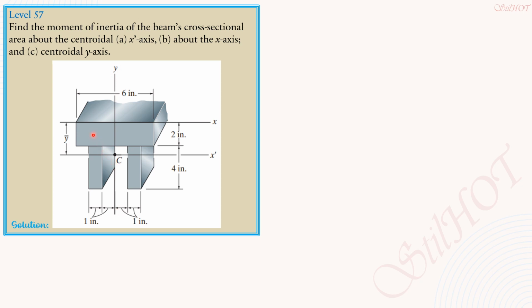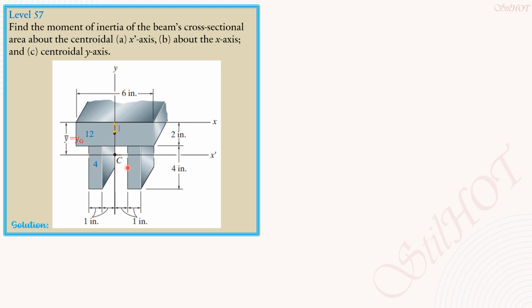For our solution, area 1 here is 6 by 2, so 12. Then these two are identical. The area is 1 by 4, so 4. And let's call that barred y or yg in our expression. So this is 4. This is also 4. So the area is 12 plus 2 times 4. This is the centroid of area 1, and let's consider the upper base as the reference, as indicated here. So that's 1 inch also.